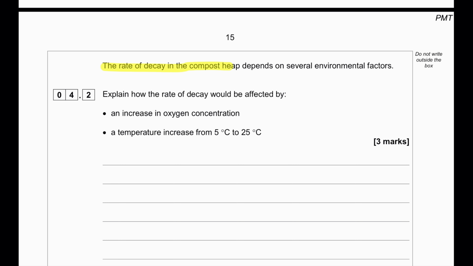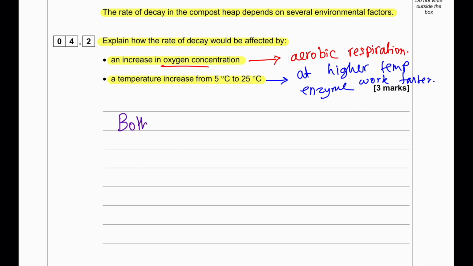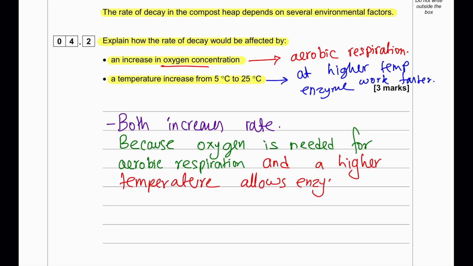The rate of decay in the compost heap depends on several environmental factors. Explain how the rate of decay would be affected by an increase in oxygen concentration. Generally, oxygen is needed for aerobic respiration, which can increase the rate of decomposition. A temperature increase from 5 to 25 degrees Celsius: at higher temperature, enzymes work faster. So now we can write down the answer as follows. Both an increase in concentration of oxygen and an increase in temperature increase the rate of decomposition, because oxygen is needed for aerobic respiration, and an increase in temperature causes faster reaction of enzymes. We can write in points.